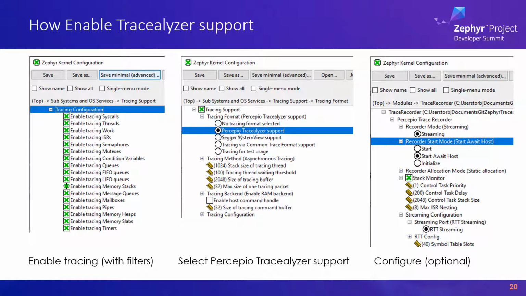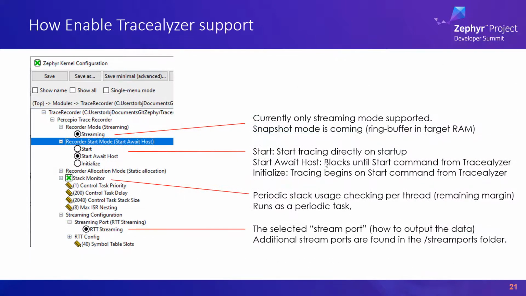Then we select Percepio Tracealizer support under Subsystems and OS Services, Tracing Support. And if you want to, you can make some changes to the trace recorder configuration. At the moment, we only provide streaming support. In general, Tracealizer also supports something we call Snapshot Mode, where the data is stored in a ring buffer in target RAM. This is quite useful when, if you stop on a breakpoint, then you have the latest trace up to this point in this buffer, although you can only get a quite short trace this way.